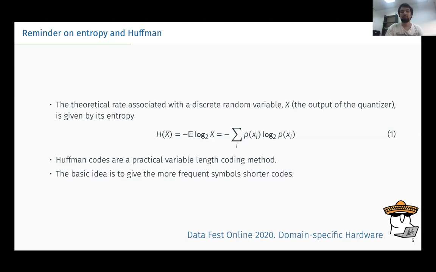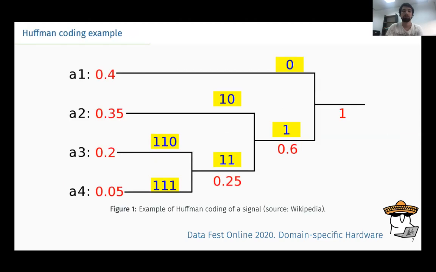The basic idea of Huffman coding is just to give shorter codes to more frequent symbols. And let me show you an example. So we have 4 different symbols, and the default approach is just to give 2 bits to each of them, 00, 01, 10, and 11, which would obviously take on average 2 bits per symbol. But if we know the distribution, and we know that A1 and A2 are much more frequent than A3 and A4, we can do better.